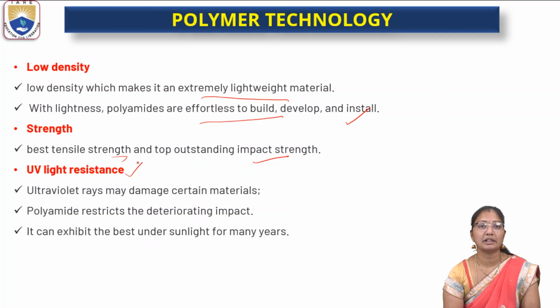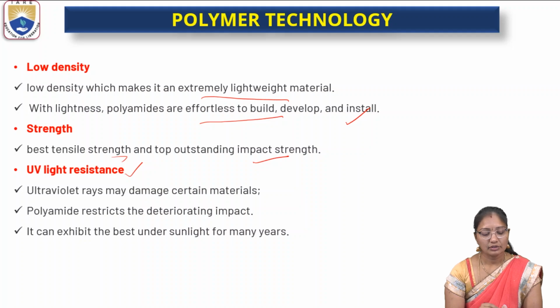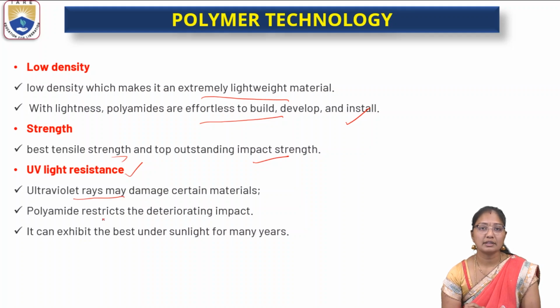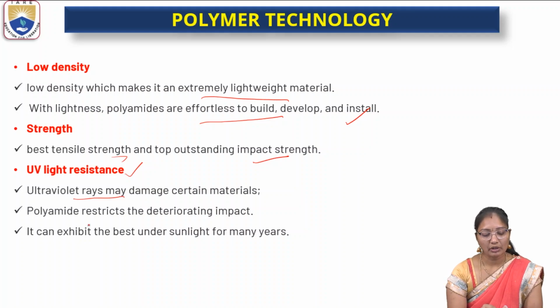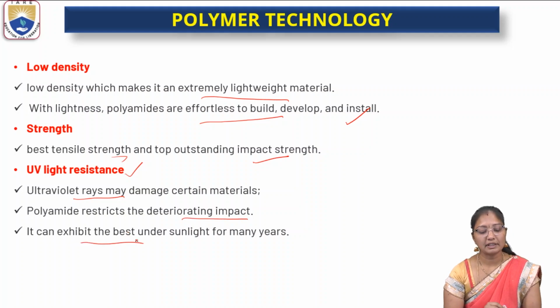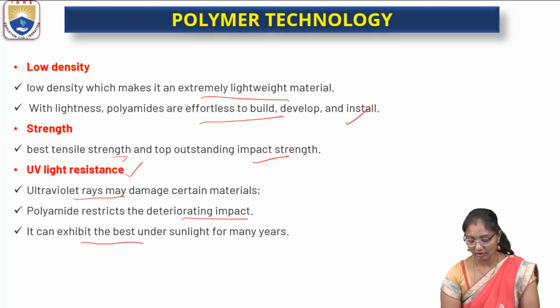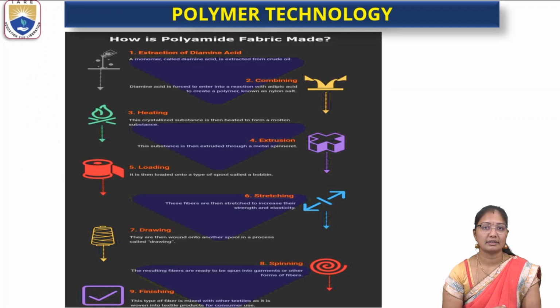They also exhibit UV light resistance. Ultraviolet rays may damage certain materials, but polyamides restrict the deteriorating impact of UV light. They can exhibit their best properties even under sunlight, and for longer times, even for many years.